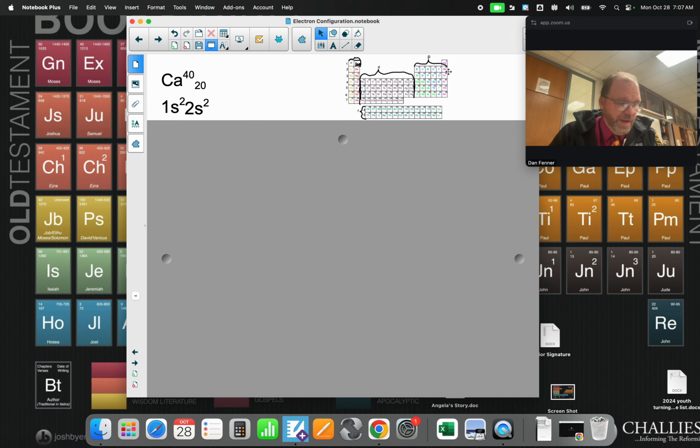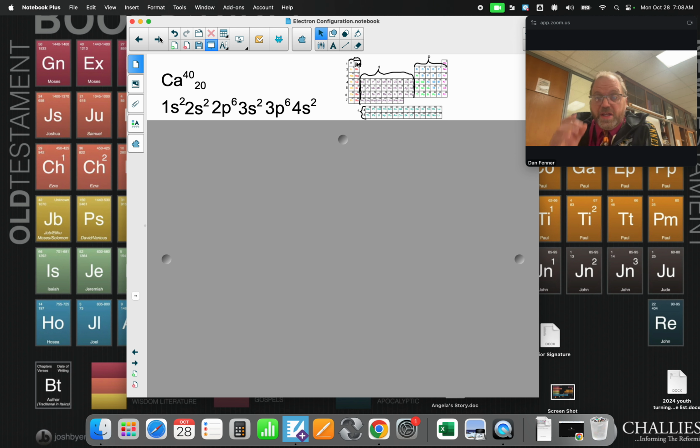Then we keep going across. We have boron through neon in the second energy level, the p orbital, and 1, 2, 3, 4, 5, 6, 2p6. Then we go over here, sodium, magnesium in the third energy level, s orbital, there's 2 of them, 3s2. Then we go over to aluminum through argon. That's still in the third energy level, p orbital, there are 6 of them, so we say that's 3p6. And then potassium, calcium, 4th energy level, s orbital, there are 2 of them, 4s2.